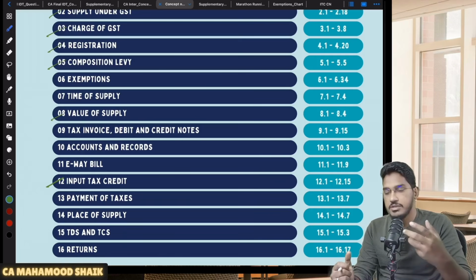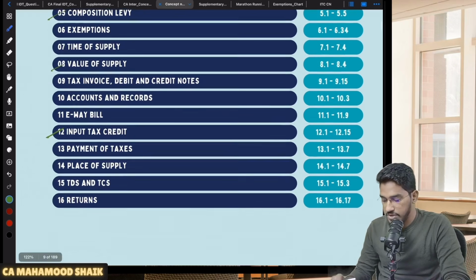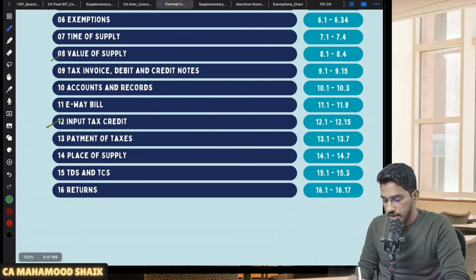Now we will take up the next bunch of important chapters and we will try to revise them, from which there will be a compulsory question, but which are actually small chapters that we'll pick up and revise. So first, I will hit this 14th chapter, which is regarding place of supply. Thereafter TDS and TCS. First we will try to complete these two small chapters only.